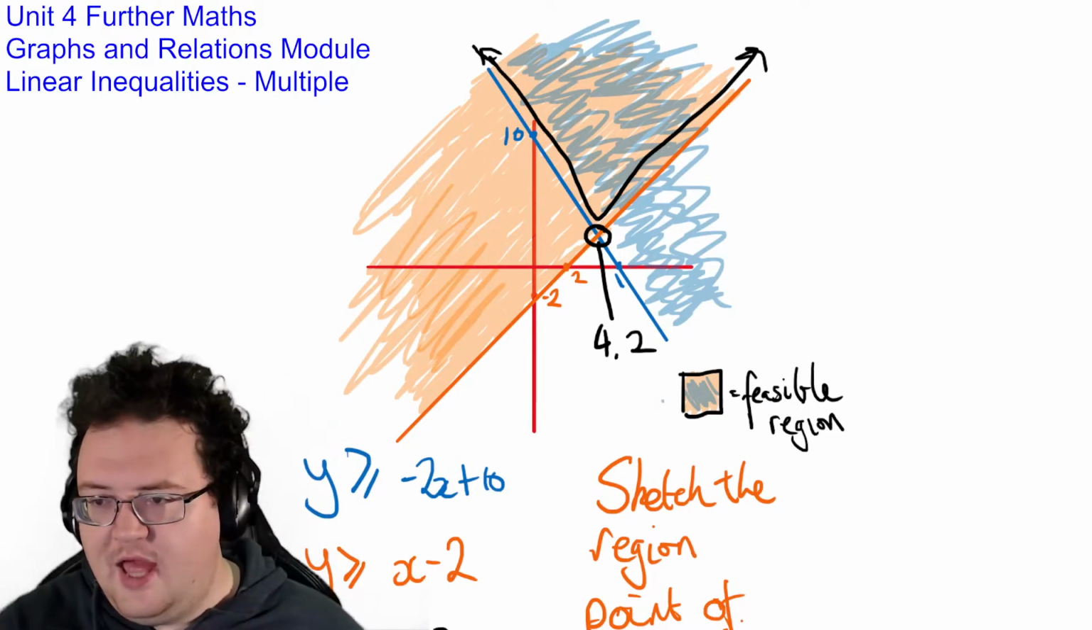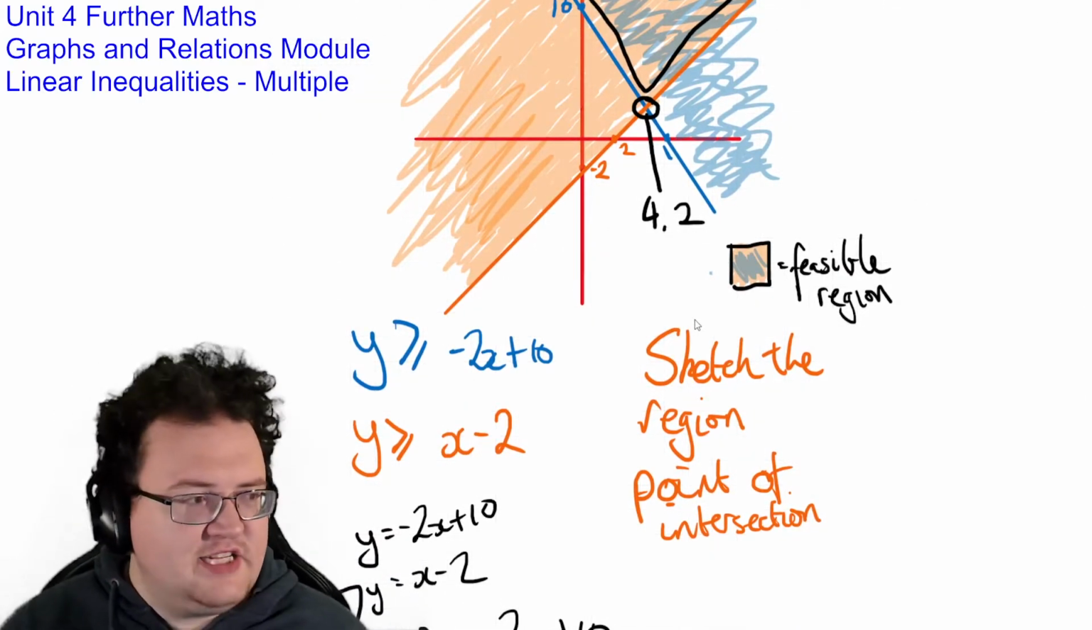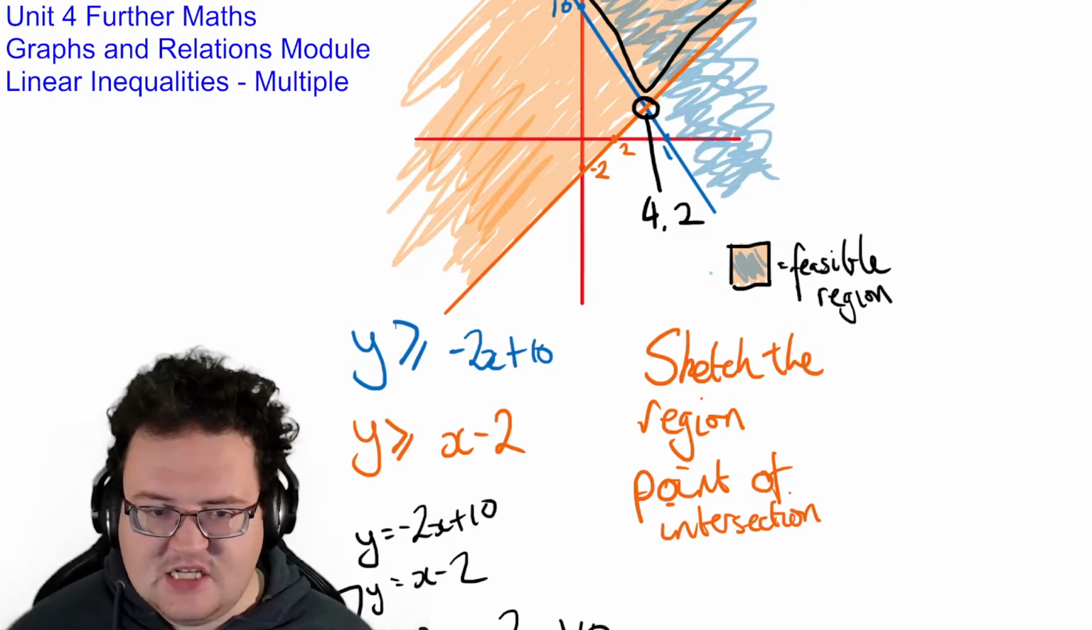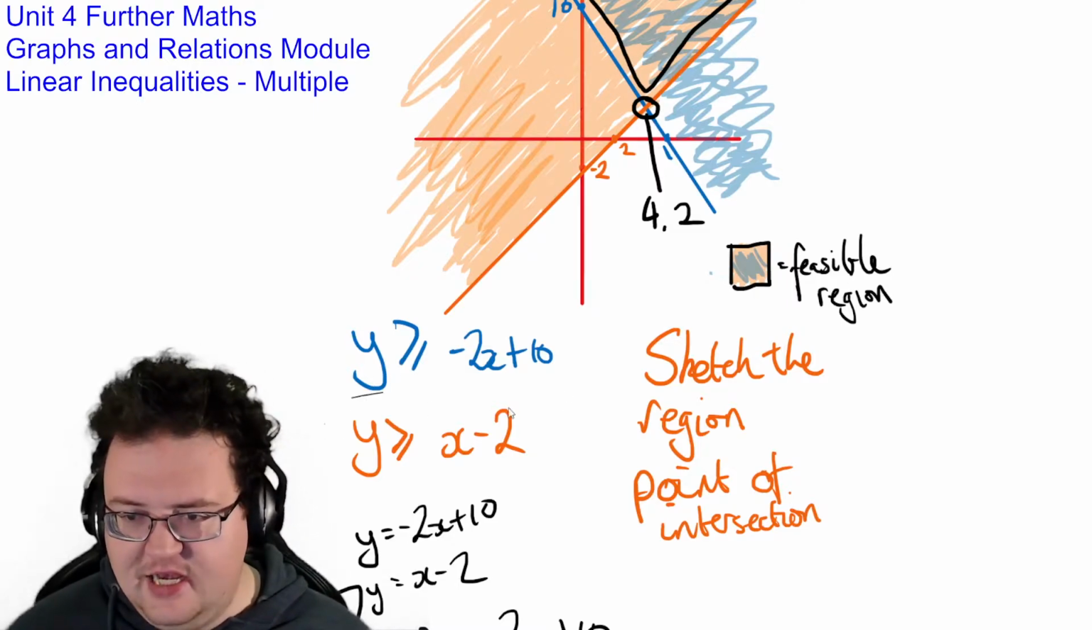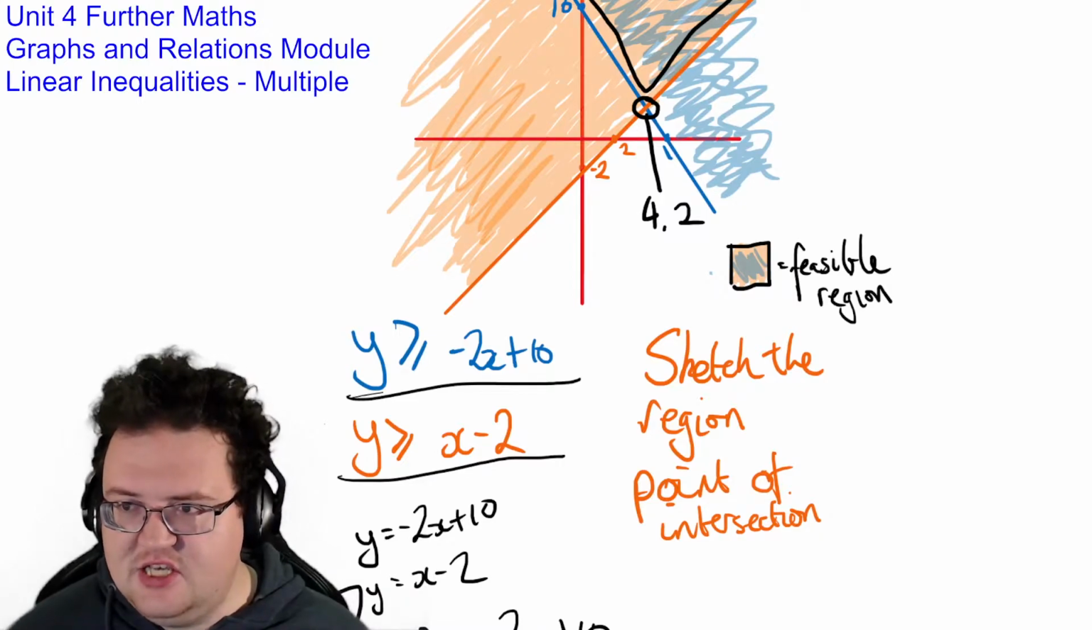But again, what we're looking for is a set of x and y values that satisfy both linear inequalities. And that is the areas that are double shaded with the blue and the orange. Because of that, we've also found the point of intersection where the things overlap, and we have the boundaries for it.